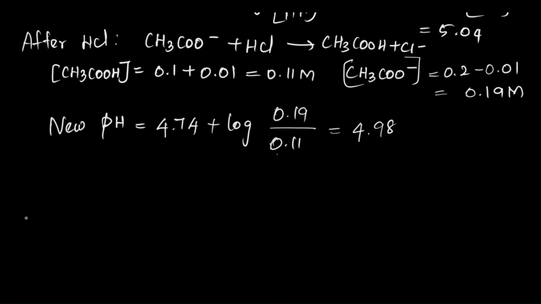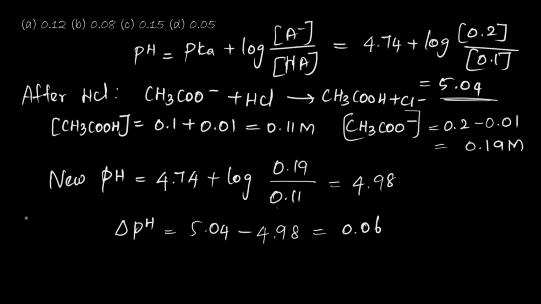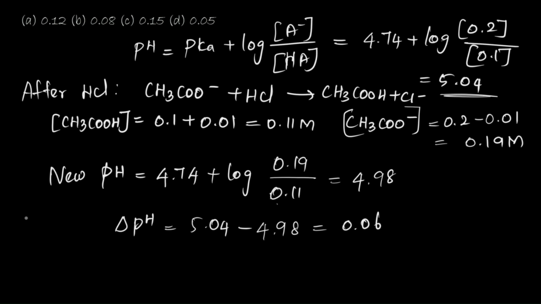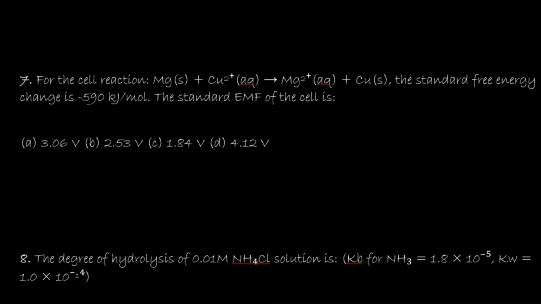4.98. They are not asking about the new pH, they are asking the difference in pH. So for the difference in pH, now we have to subtract both. The first value I got is 5.04. Now the new pH is 4.98, so the difference is 0.06. So the answer to this question is 0.06, which is not in the options. So you can take approximately 0.05 as your answer. Okay. So moving on to the next question.